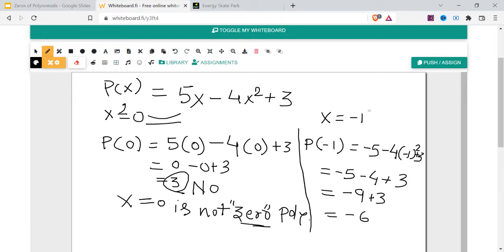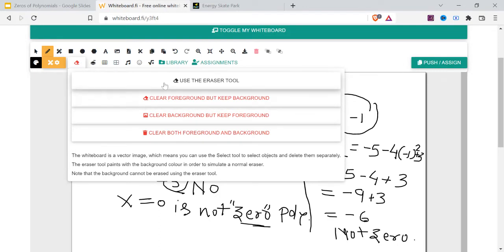Now again ask one question. When I am putting x equals minus 1 into the polynomial, does the polynomial result in a 0 value? No. So it's not a zero of the polynomial. That's it. Okay, so let's do one more thing. Let me clear this out.